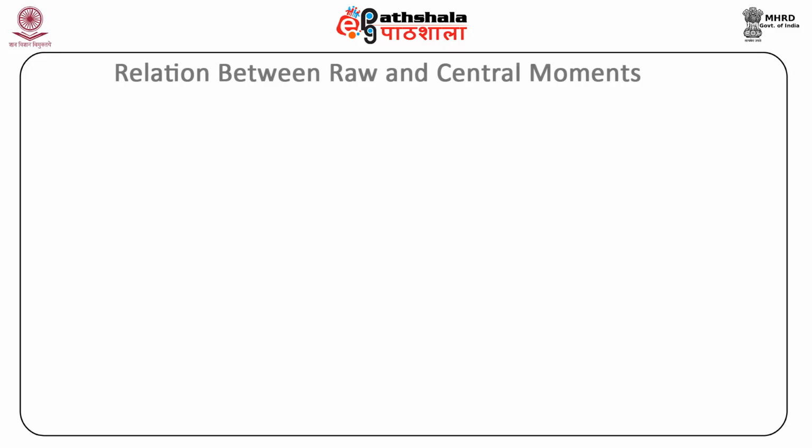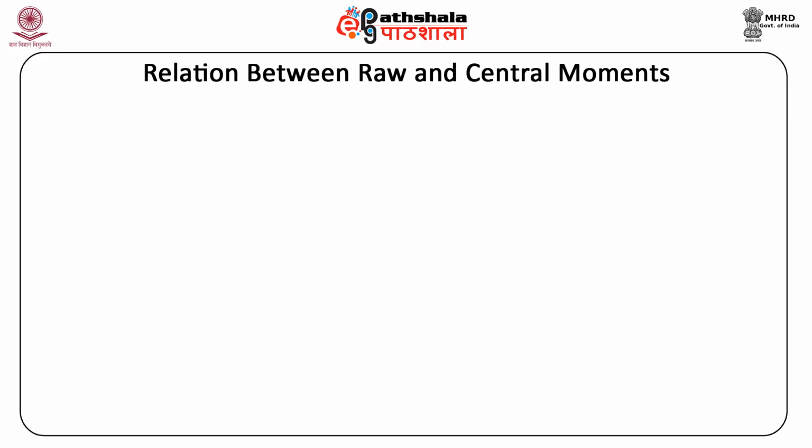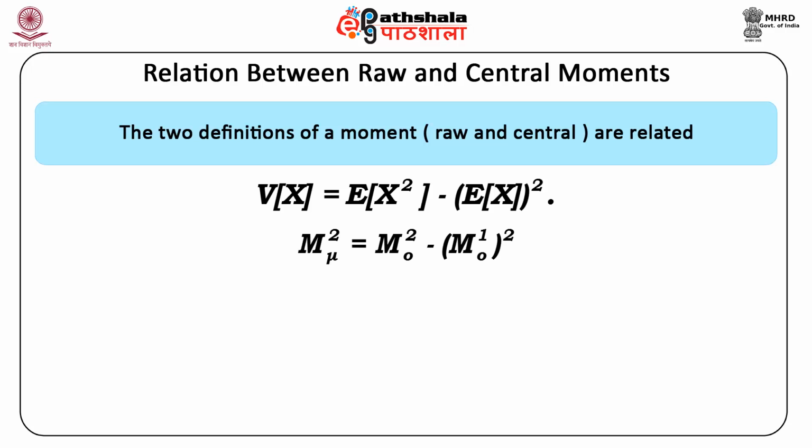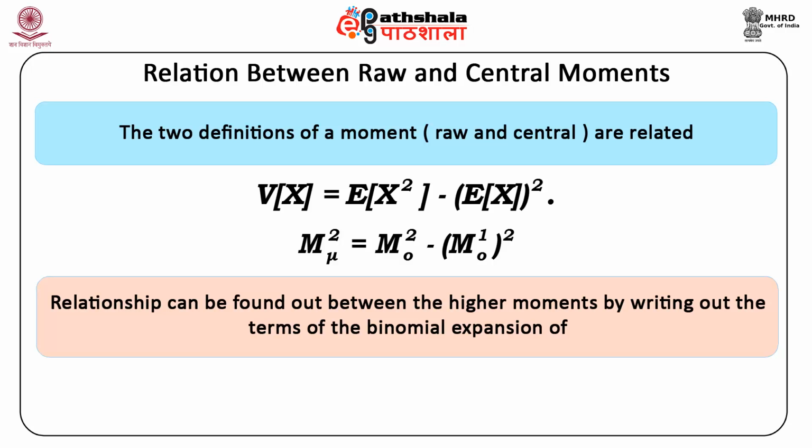Relationship between raw and central moments. The two definitions of moment, raw and central, are related. For example, we have already seen that the variance of X, denoted by V(X), can be computed as V(X) is equal to E[X^2] minus E[X] the whole squared. Thus, mu_2 is equal to M_0^2 minus M_0^1 the whole squared. A similar relationship can be found between the higher moments by writing out the terms of the binomial expansion of (X - mu).